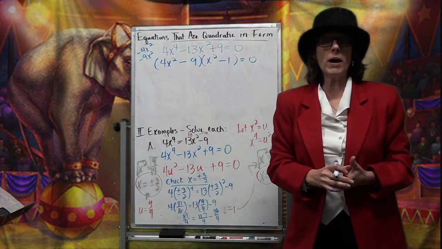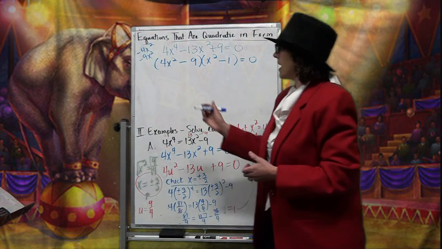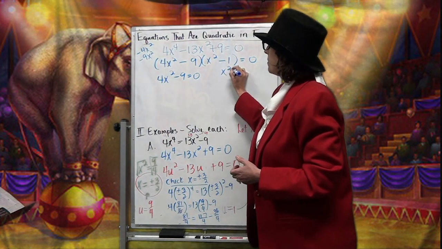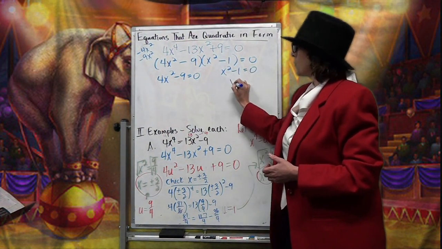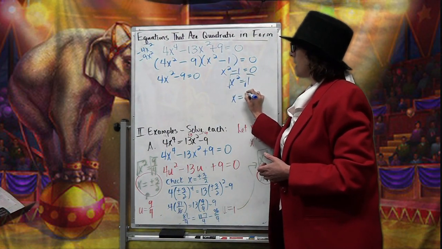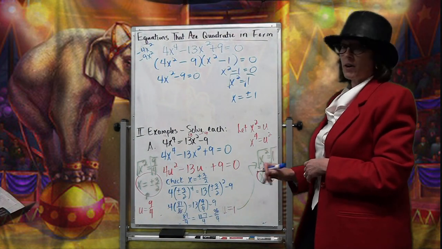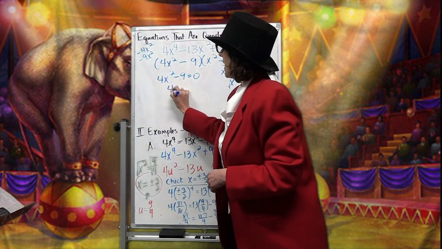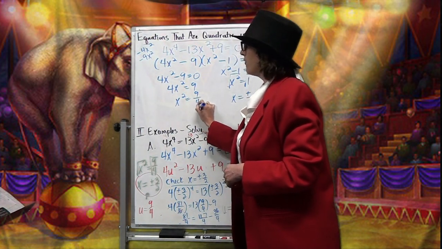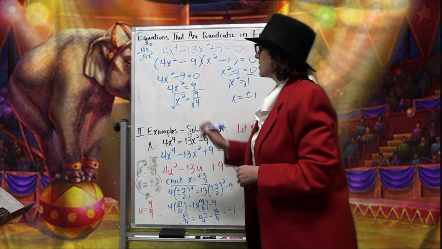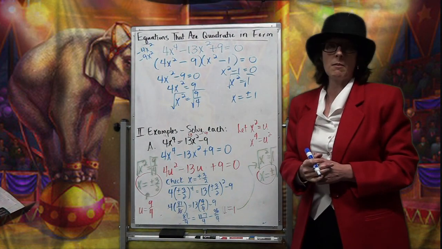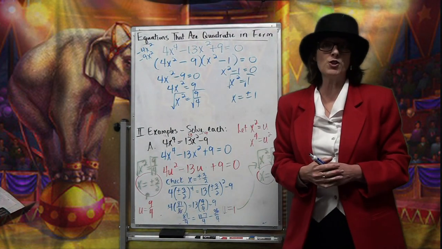Now from here there's a couple of ways to go. One way is to say that this 4x squared minus 9 is 0, and the x squared minus 1 is 0. Here, this will give me x squared equals 1, and I'll take the square root of both sides, giving me x equals plus or minus 1, which is exactly what I had right here. Here, if I add 9 to both sides and then divide by 4, I'll get 9/4, and when I take the square root of both sides, the square root of 9/4 will give me plus or minus 3 over 2, giving me the very same answers. And this is a perfectly fine way to do this one.